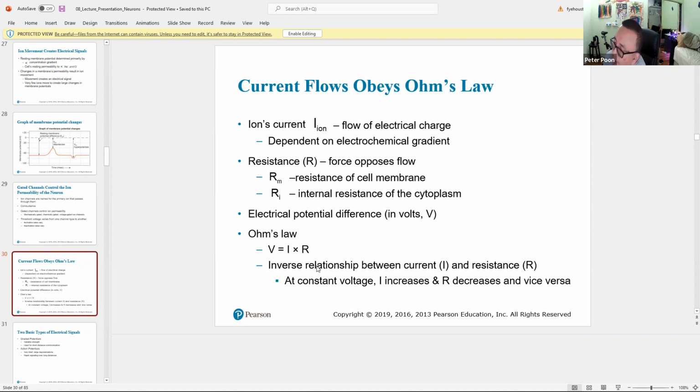So what you want really is to decrease resistance and therefore increase current.